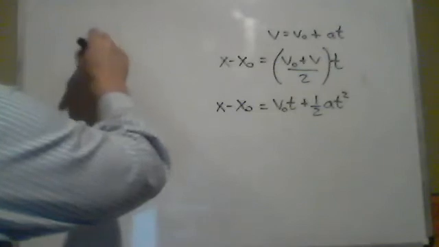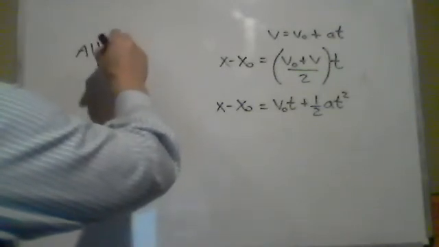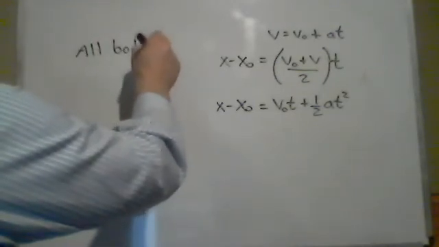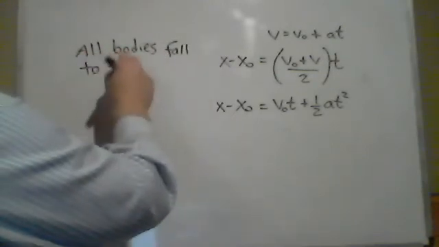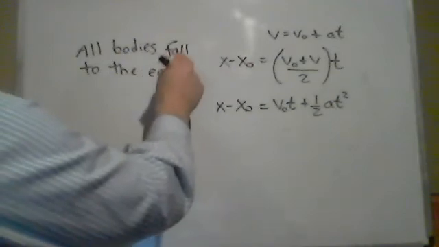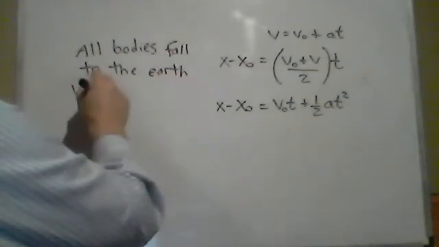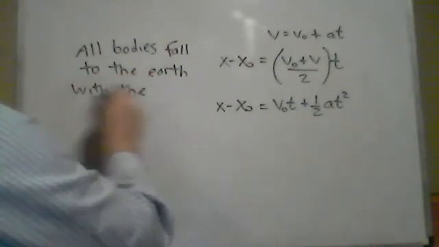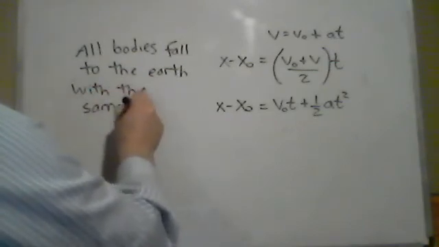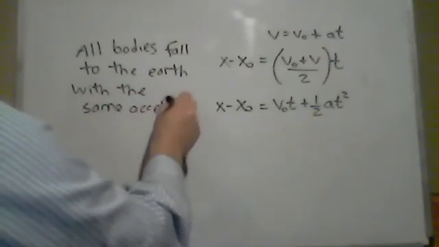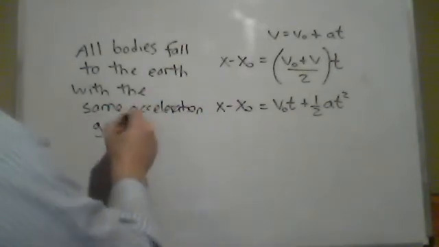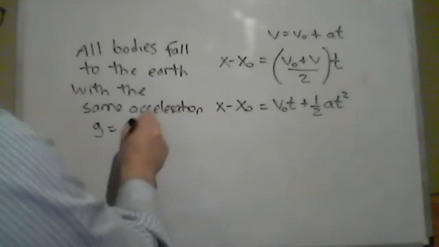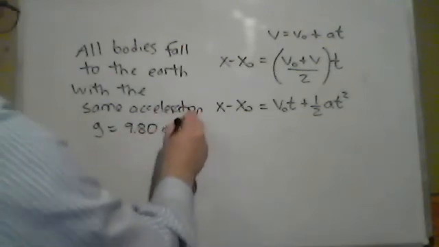So all objects, or all bodies, fall to the earth with the same acceleration, g. And in SI units, we take g to be 9.80 meters per second squared.